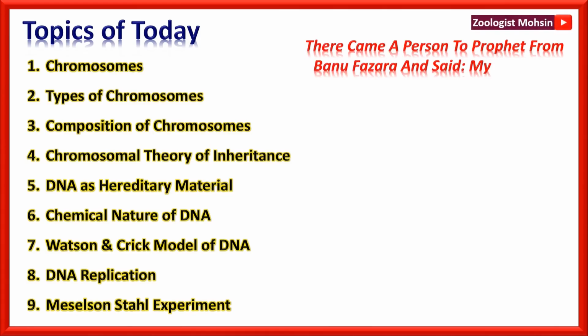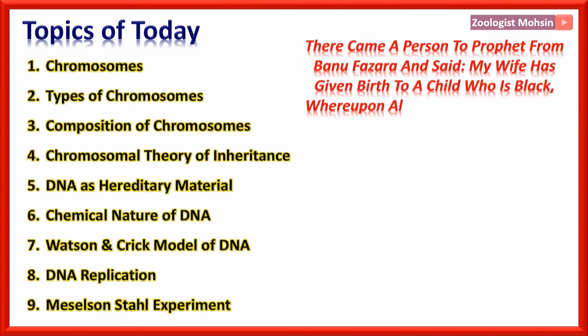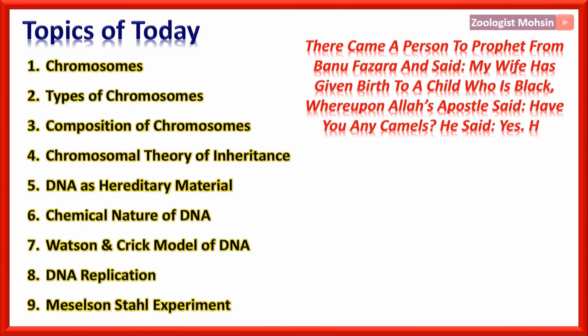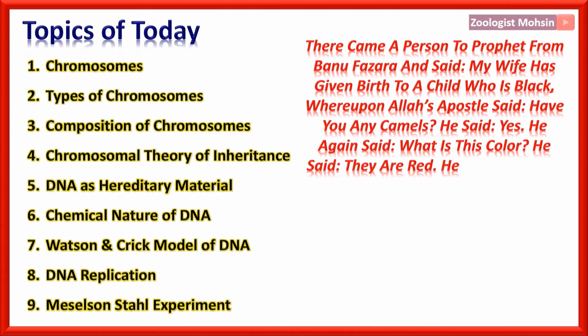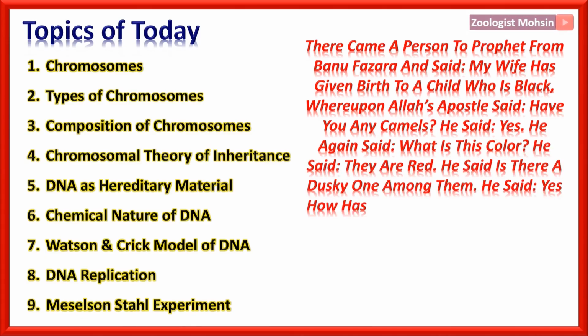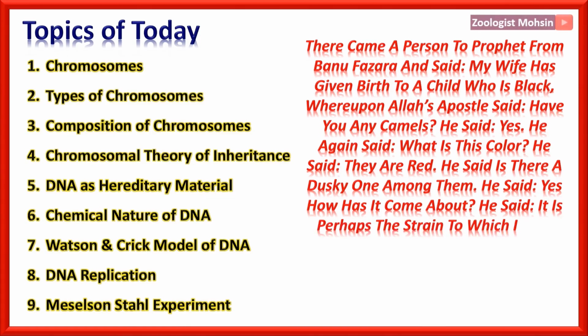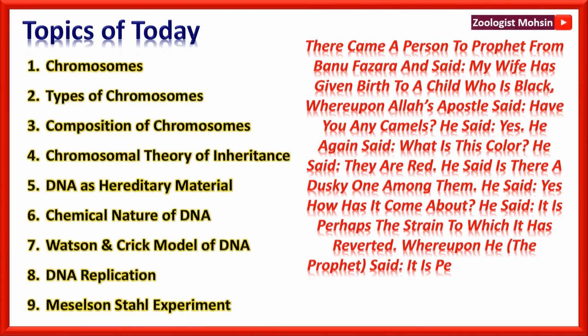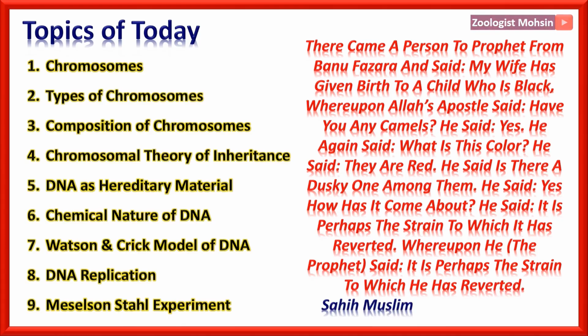There came a person to the Prophet, peace be upon him, from Banu Fazara and said, "My wife has given birth to a child who is black." Whereupon Allah's Apostle said, "Have you any camels?" He said, "Yes." He again said, "What is their color?" He said, "They are red." He said, "Is there a dusky one among them?" He said, "Yes." "How has it come about?" He said, "It is perhaps the strain to which it has reverted." Whereupon the Prophet said, "It is perhaps the strain to which he has reverted." Sahih Muslim, Kitab al-Li'an, Hadith number 1500.